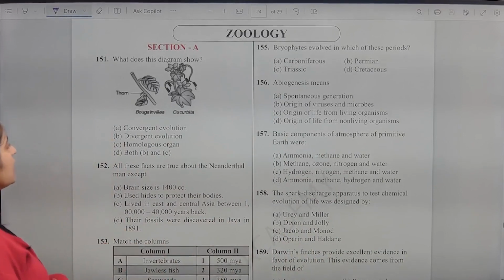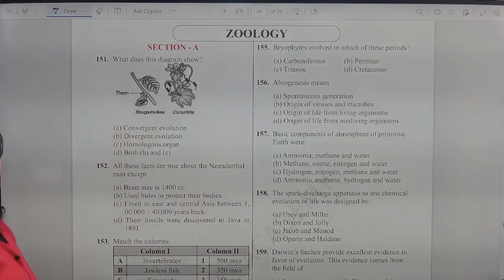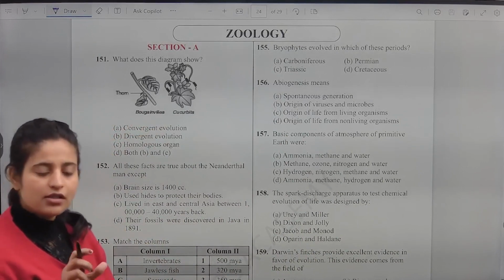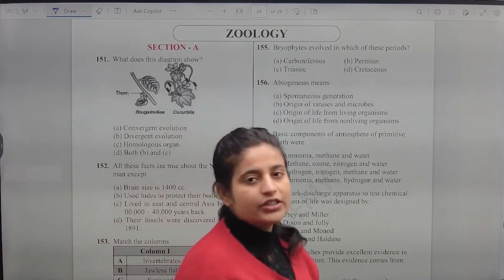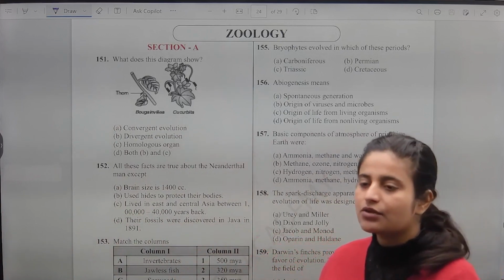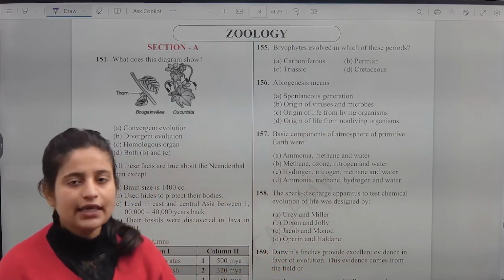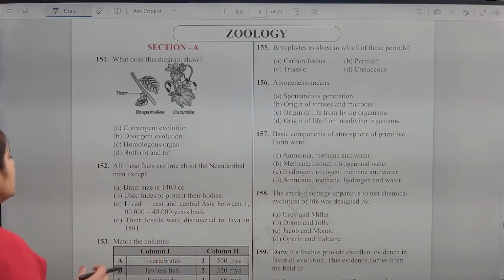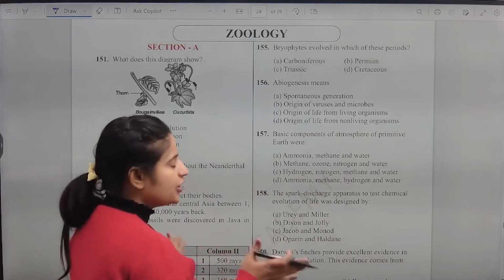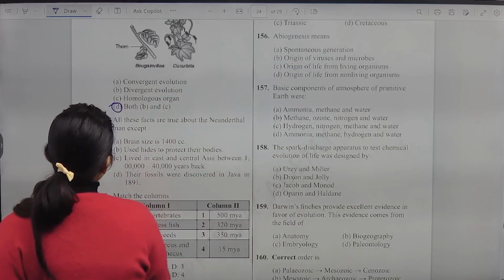The one is the thorns of Bougainvillea and the tendrils of Cucurbita. Both have the same origin. Both originate from the axillary position but their function is different. One is providing protection, another one is helping in climbing. This type of evolution is also known as divergent evolution. So the correct answer will be both B and C.